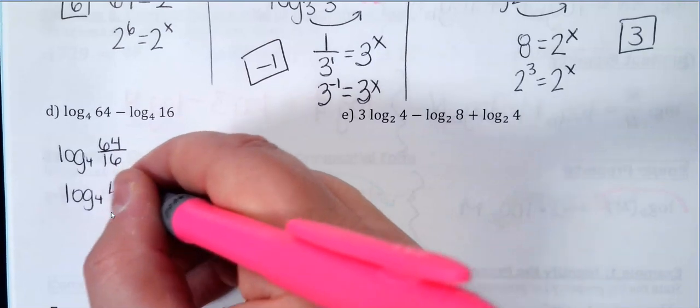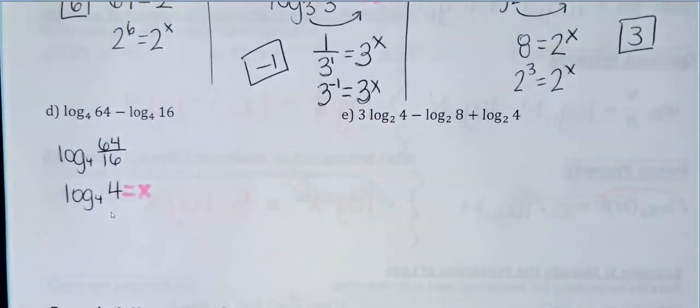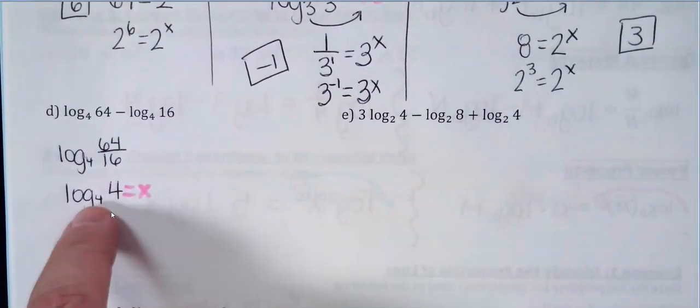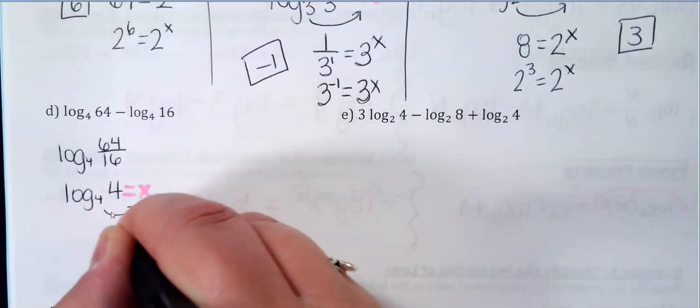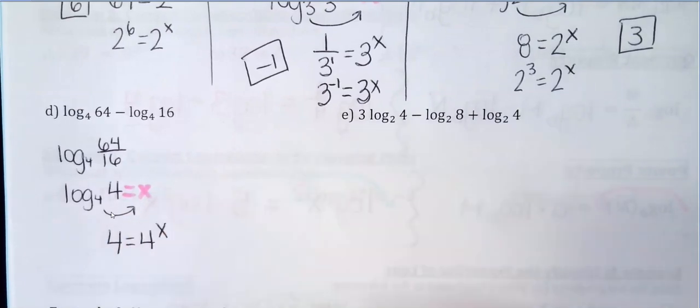Now, anytime your subscript and the thing you're taking the log of are both 4 here, anytime they're both the same, it will always be the same answer. This would say 4 equals 4 to the x. Does anybody know what this should be?